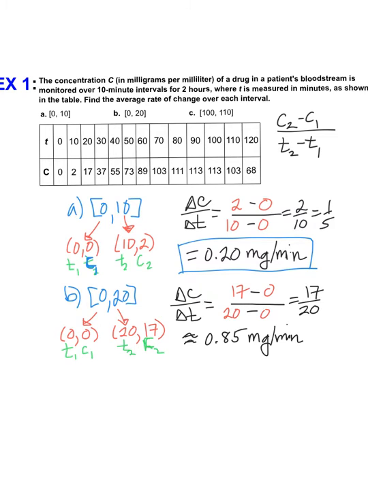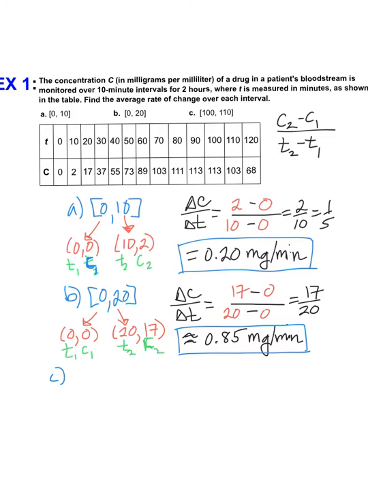So you can see that the concentration has continued to go up. It's another positive value, and it's a higher positive value. So in this case, the concentration is still increasing, and it's increasing at a more rapid rate per minute.